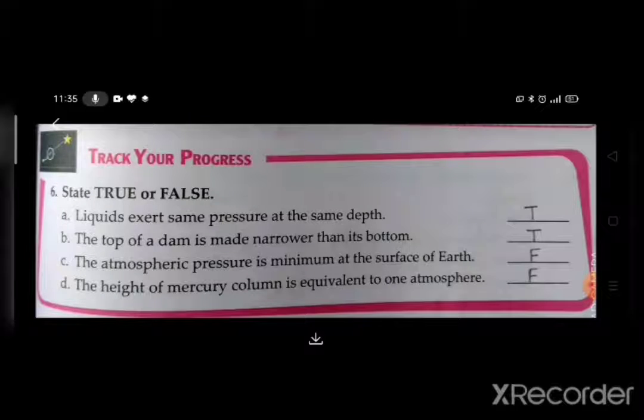Third is the atmospheric pressure is minimum at the surface of earth. That is false because it is maximum at the surface of earth, and as we move at higher altitudes the atmospheric pressure will decrease. The height of mercury column is equivalent to 1 atmosphere. That is also false because it is not necessary always that mercury column height will represent only 1 atmosphere. It depends on the particular place that the height of mercury will change and the pressure will also change. So it is not always 1 atm or 1 atmosphere.